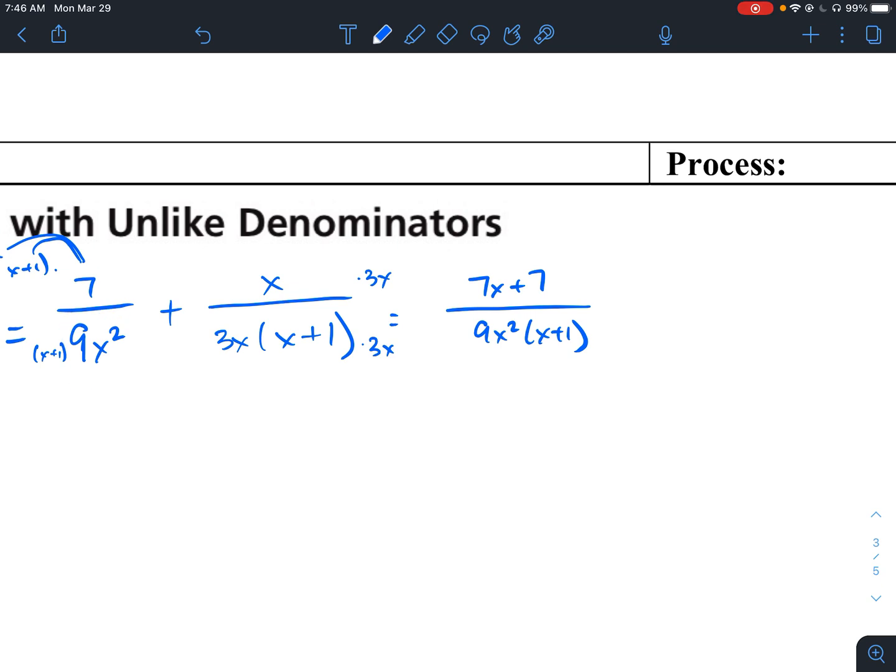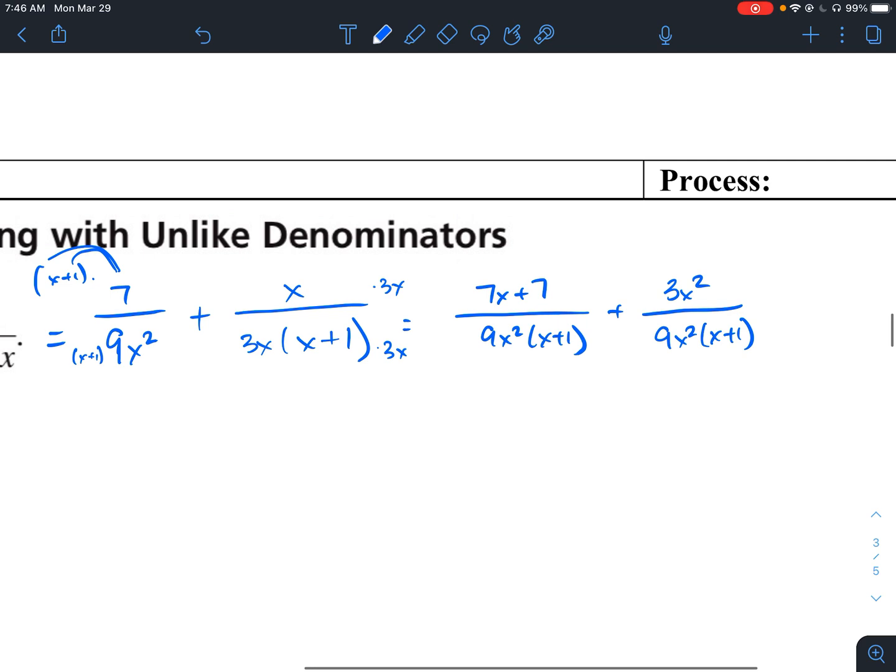So then when I do that, I multiply the numerator by 3x, and I get 3x squared divided by, and then here I can multiply these together, 3 times 3 is 9, and x times x is x squared, and I still have the x plus 1. So you see, my least common multiple is this term right here. I got my least common multiple.